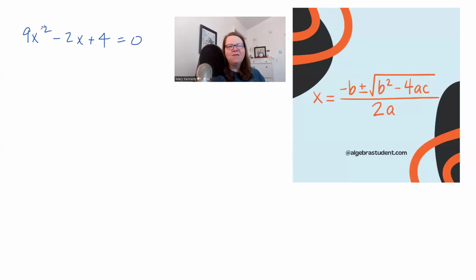Okay, so quadratic formula, first step is to make sure it's equal to 0. Yes, good. All right, so we're ready to do ABC. A is 9, B is -2, and C is 4. It's nice that those are in alphabetical order, right?